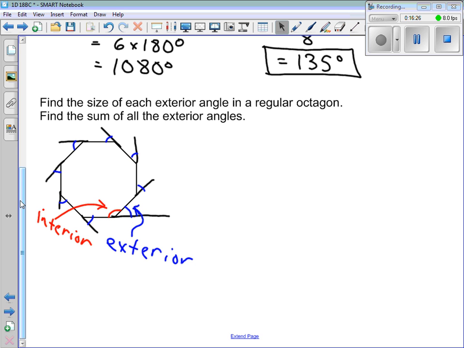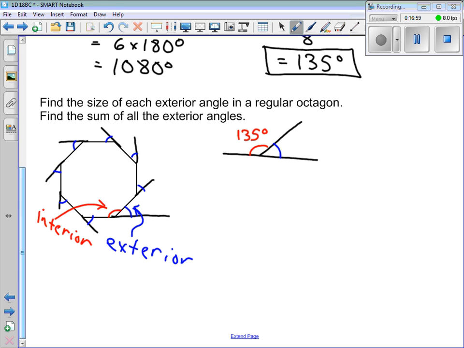So first off, if we want to find how big one exterior angle is, let's just zoom in on this first one that I drew. We've got a line like that. One side of our octagon goes up like that. We've got our interior angle in here. We've got our exterior angle out here. We know how big our interior angle is because we found it in the previous question. It's 135 degrees.